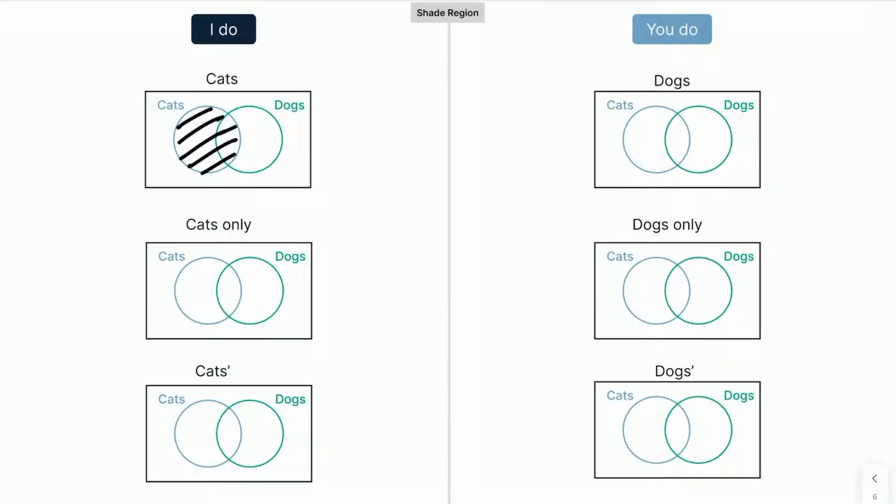Now, cats only, the next one, is just this bit here. It's from there to there and there to there. It does not include this bit in the middle, okay? It does not include this bit, because that overlaps with dogs. So it says cats only. So it's like saying someone only has a cat.